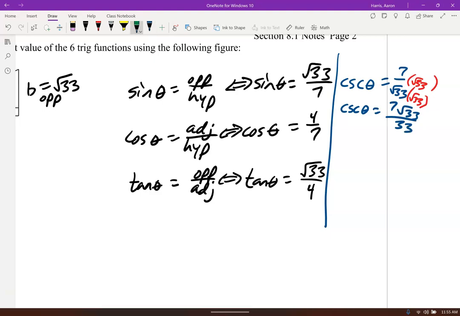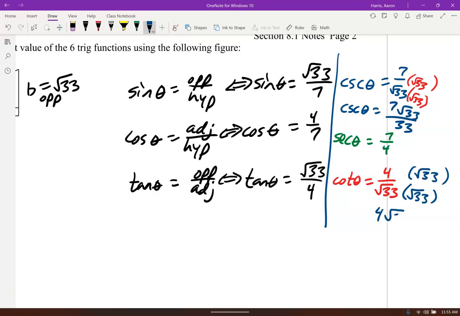Now let's do the reciprocal of the cosine, so the secant. Instead of 4/7, that'll just be 7/4. Let's do the reciprocal of the tangent. So the cotangent, flip that around, so 4 over root 33. Again, we've got to rationalize that. So 4 root 33 over 33, there's our cotangent.